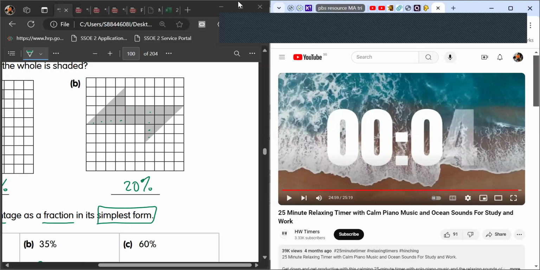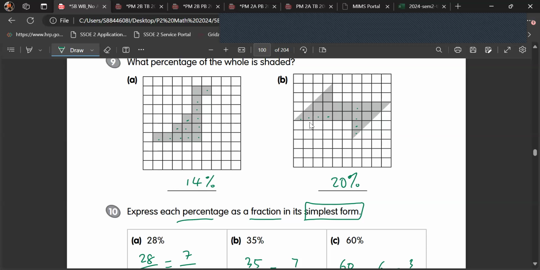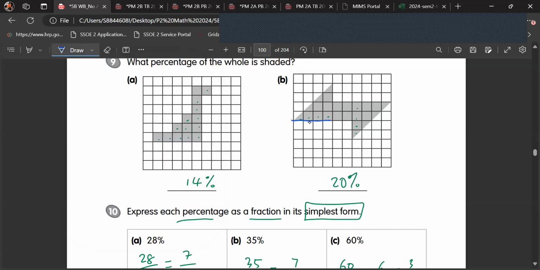That's correct. So if you look here, I counted and I noticed that this 4 by 4 can be a square. So 4 by 4, 4 times 4 is 16. 16 plus 4 is 20.